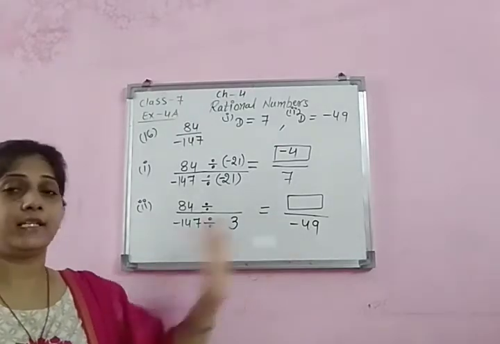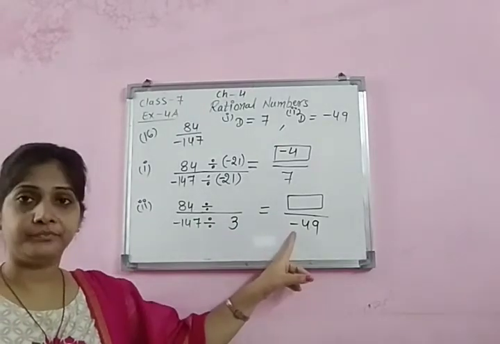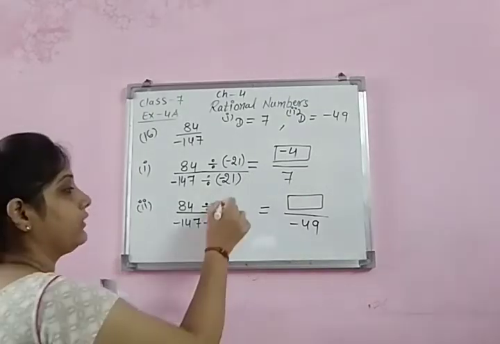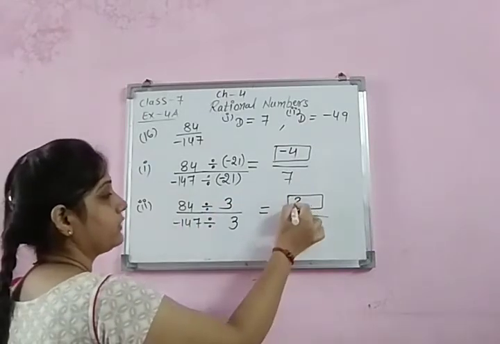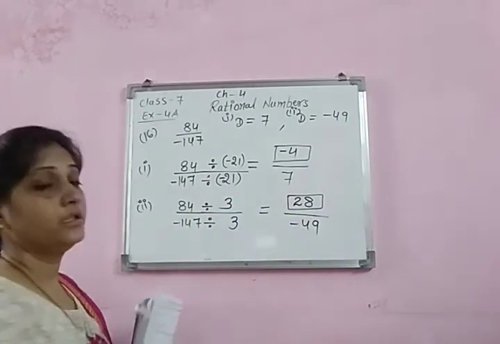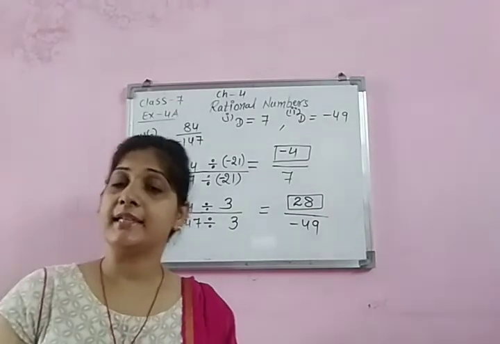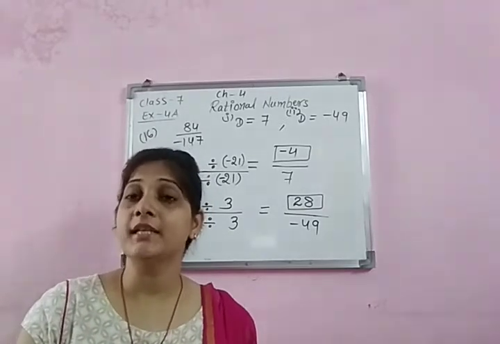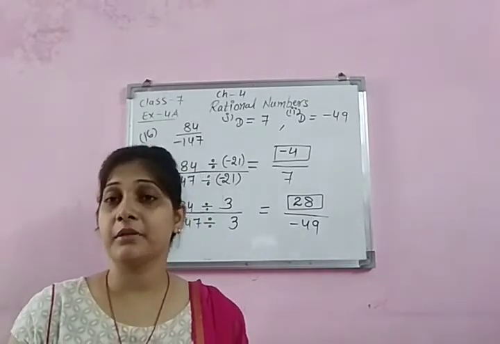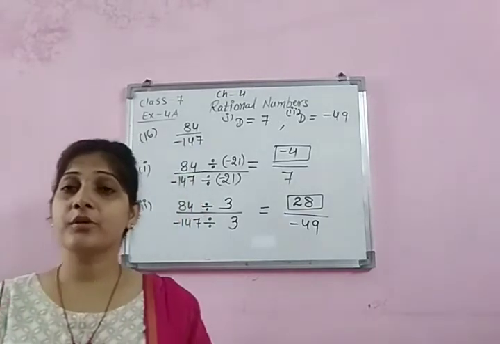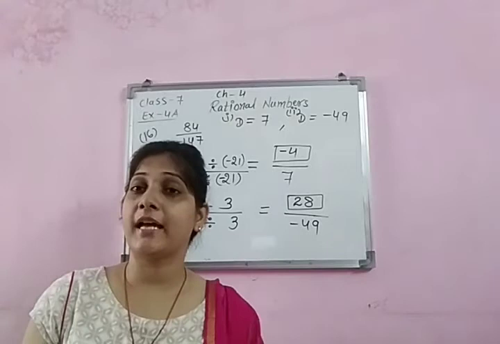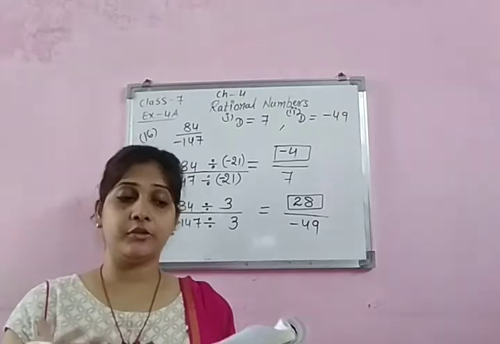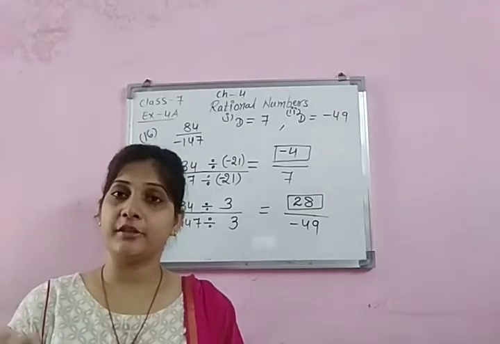3 4s are 12, 3 9s are 27. I want negative. So I have to take positive only, because one number is already given negative. Now this is also by 3. So 3 2s are 6, 3 8s are 24. So 28 by minus 49 is the correct answer. Okay, children, the signs are also very important because in fraction and rational number, the only difference is that. So you have to be very careful where you are putting and which sign you are using. It should be correct. So you all are able to do question number 7, question number 9 to 16 also.